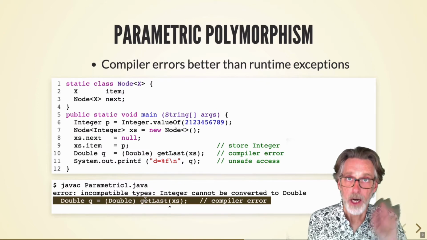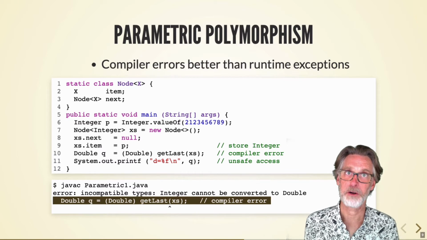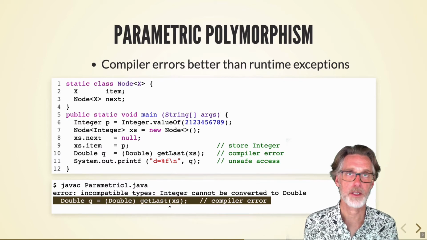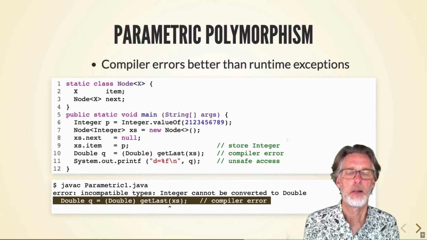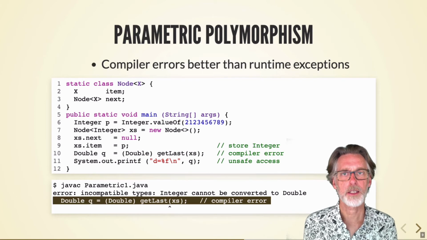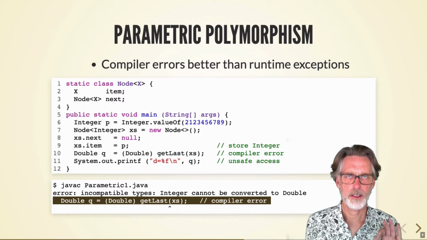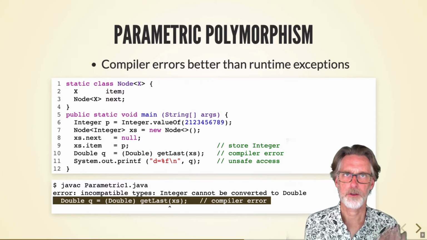Now, this is a much better situation than what we had with C, where I was getting unsafe access, or what I was getting with subtype polymorphism in Java, where I was getting a runtime error. Now I have a compiler error, which really is probably the best I can expect in this kind of circumstance. Parametric polymorphism is extremely successful. It's found in almost all statically typed languages.